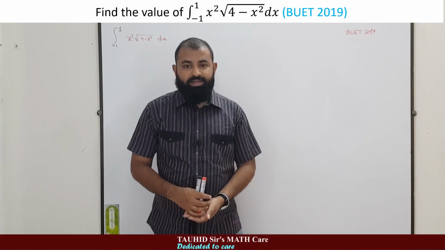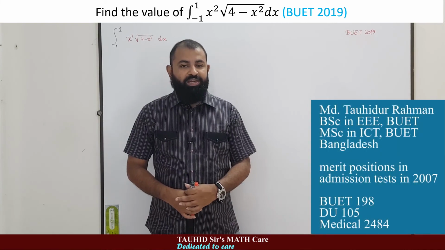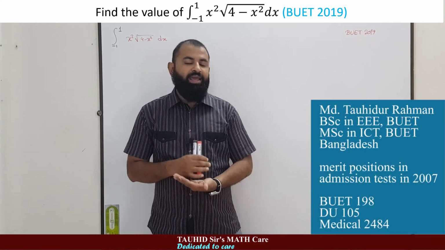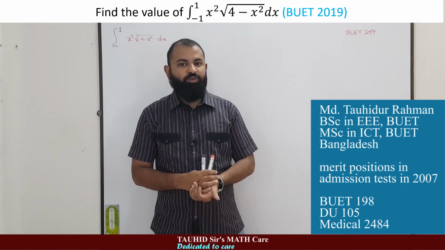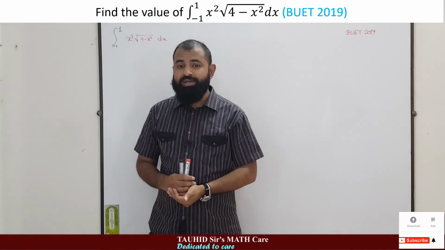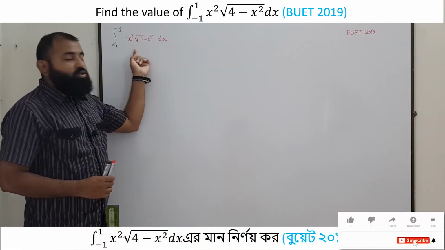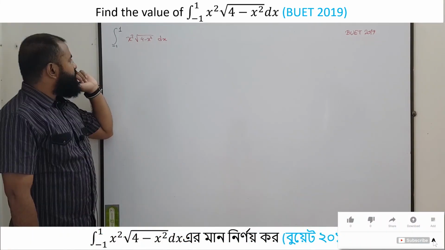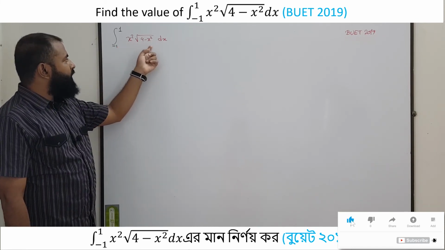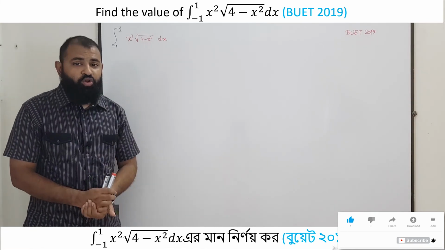Now we are going to discuss the topic of integration, and we will solve all those problems that appeared in BUET admission tests before. We will start with the question that appeared in 2019. Find the value of the integration from -1 to 1 of x square root over 4 minus x square dx. How to solve this problem?